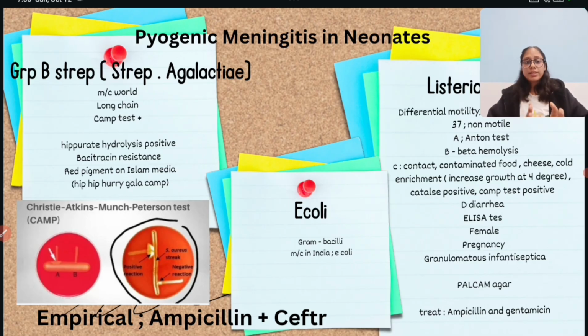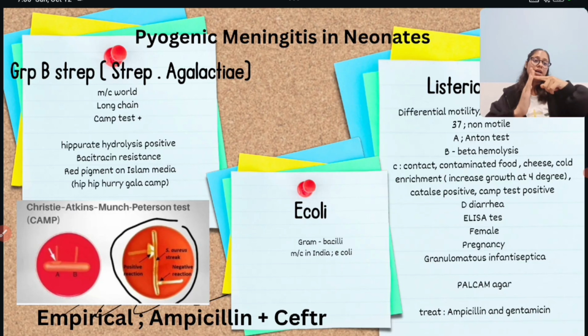For all this, we are also going to see common features and whatever questions I got, I'll tell you about it. Now, in the case of Streptococcus agalactiae, it has long chains. CAMP test is going to be positive. So this is a picture of the CAMP test. In the CAMP test, what is happening is Staphylococcus aureus is in your vertical line, and your Streptococcus agalactiae is a horizontal line.